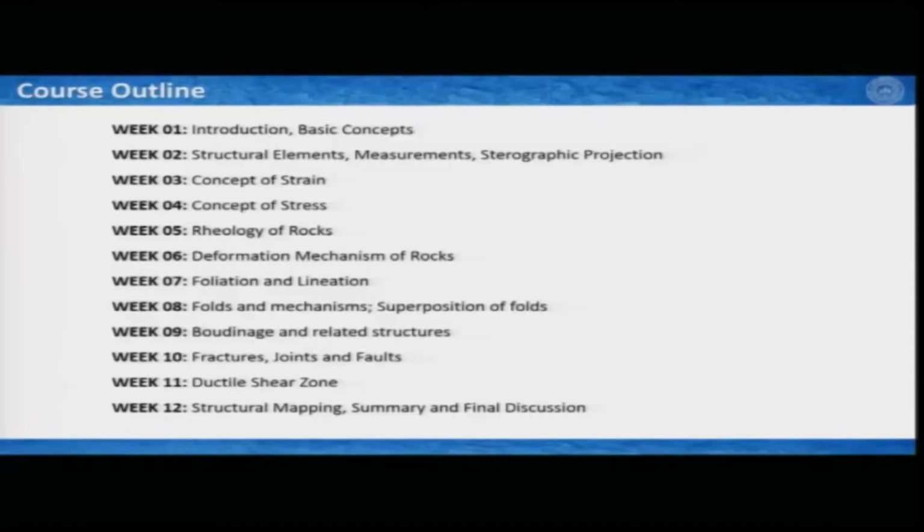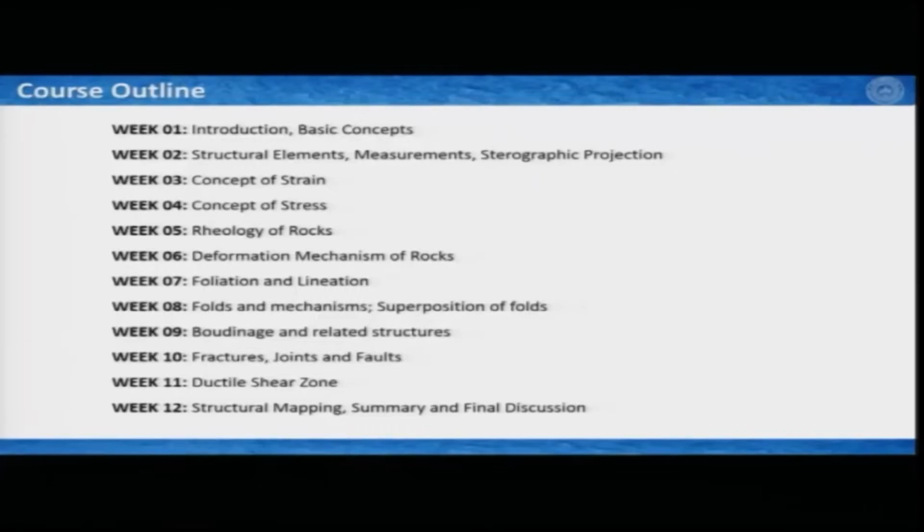This is the course template, or course outline, of this structural geology course. The course is designed mostly following the general undergraduate courses that are followed in India and globally. So it's a 12 weeks course. Initially we learn, at least in this lecture and in the next lecture, the introduction and basic concepts of structural geology. Then we'll follow certain different aspects sequentially one after another to cover different structural elements, their measurements, stereographic projection.